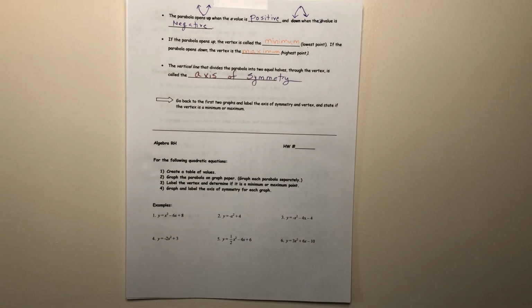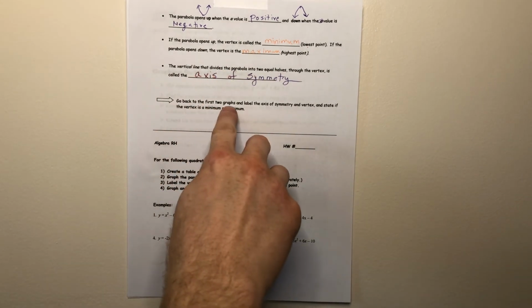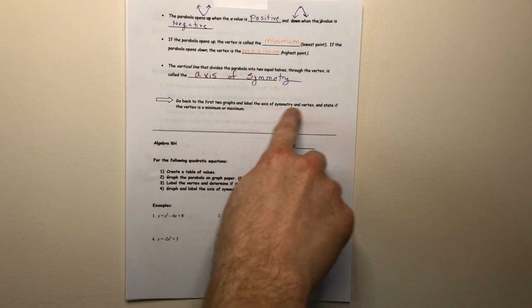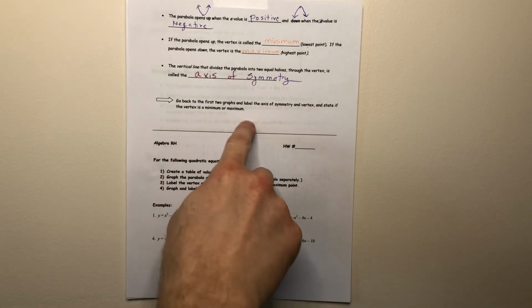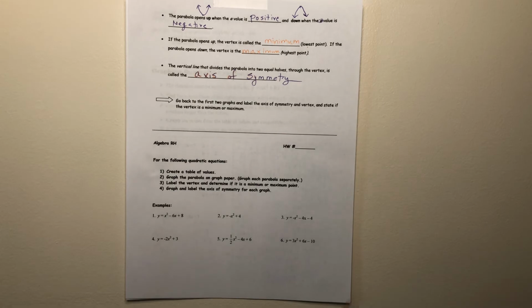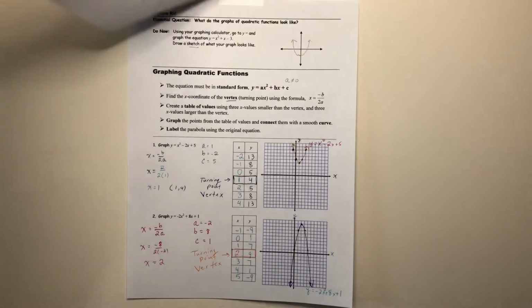All right. So what we're going to do is go back to the first two graphs. We're going to label the axis of symmetry and the vertex, and we're going to state if there's a minimum or a maximum. So let's just go back and do that together.